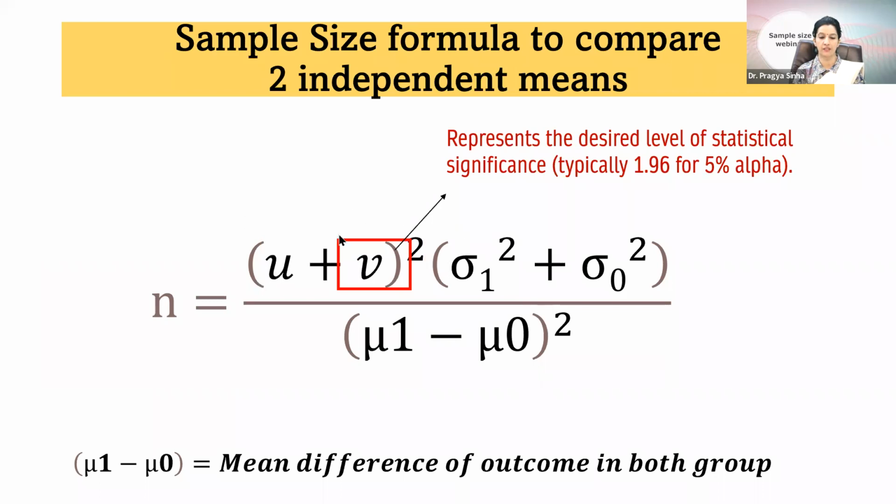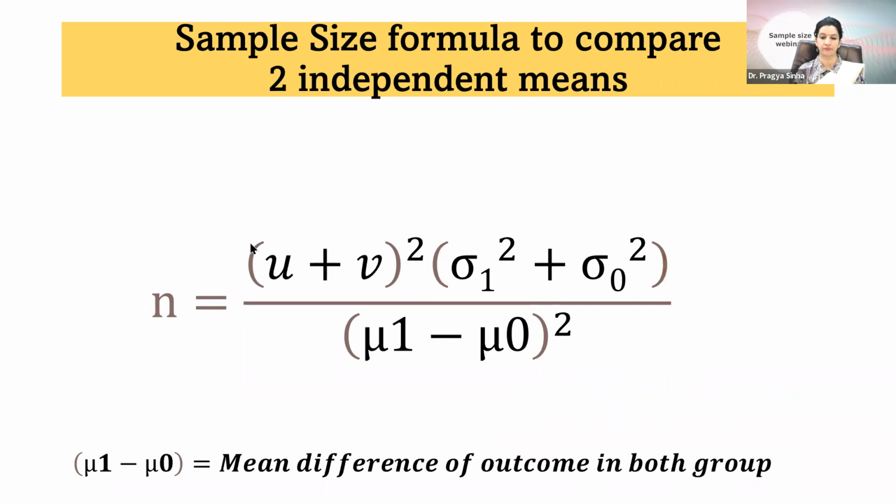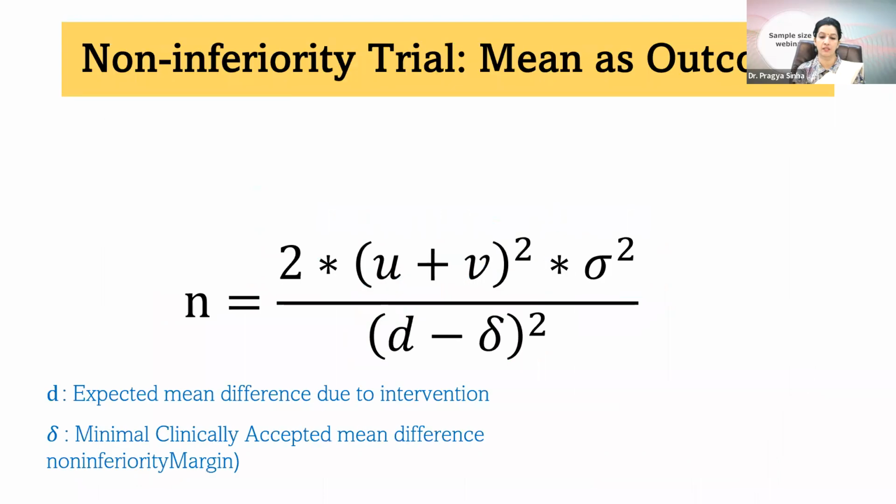So this (U plus V) square will be a fixed number if you are fixing the alpha and beta, that means at 80% power and 5% alpha error. This sigma 1 square plus sigma 0 square is the standard deviation in the exposed and the standard deviation in the non-exposed. So this is the formula if we use the equality option, but that option should not be used if we are doing a clinical trial sample size calculation, because there we set a clinical significance margin which is absent from this formula. So the recommended approach is this sample size.